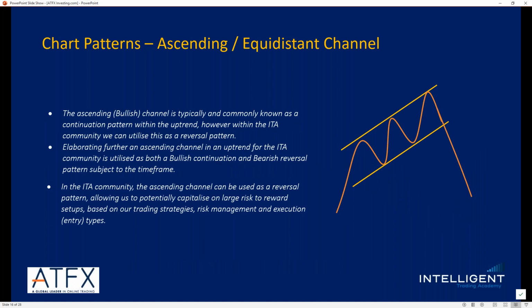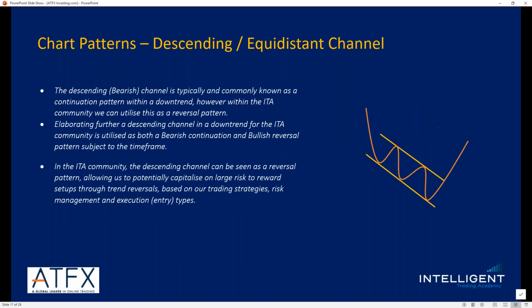So, have a read over that. Typically and commonly known continuation patterns within the uptrend. Obviously, whilst price action remains inside an ascending channel, it's bullish. And of course, a descending channel is bearish.